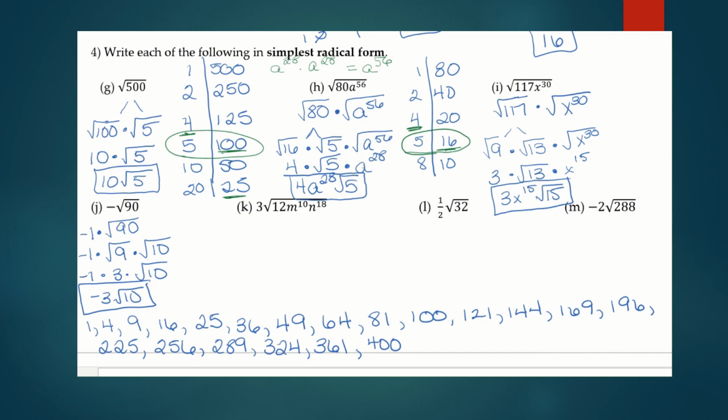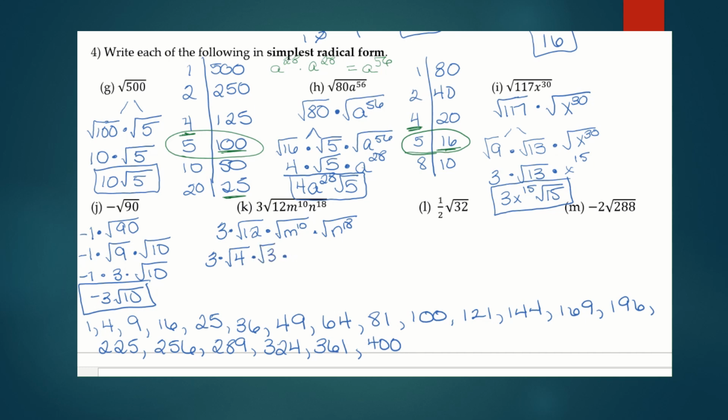Looking at K, once again, I'm just going to break everything apart here. All the multiplication I'm going to break apart. So 3 times the square root of 12 times the square root of m to the 10th times the square root of n to the 18th. So this is just me breaking apart all the different multiplication that we have here. So 3 times root 12 I'm going to break apart into the square root of 4 and the square root of 3.